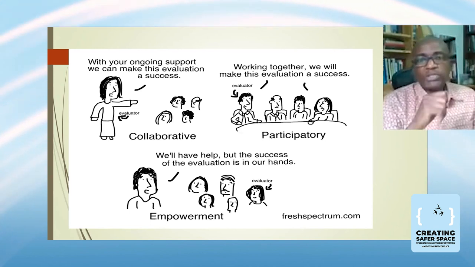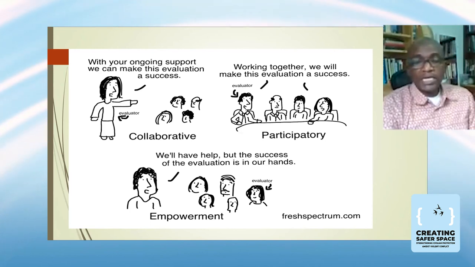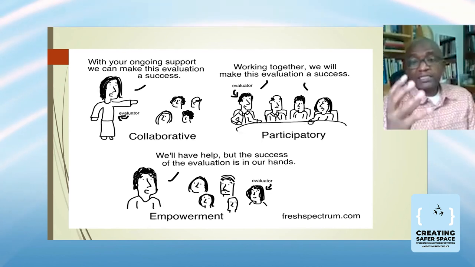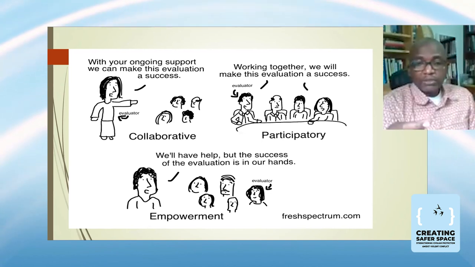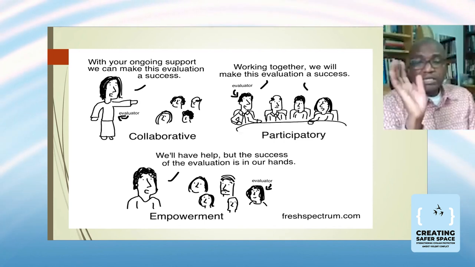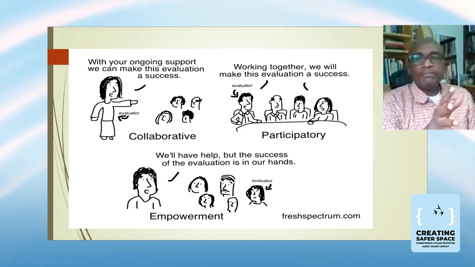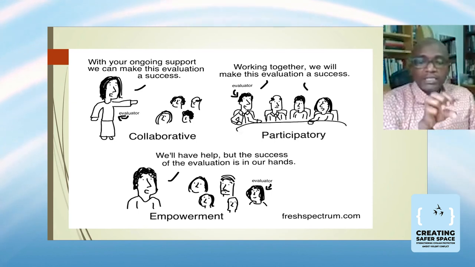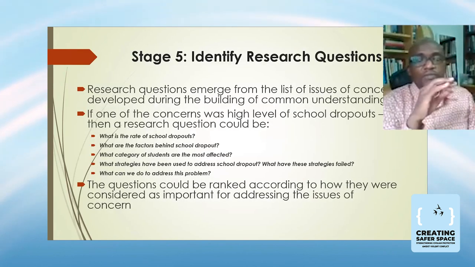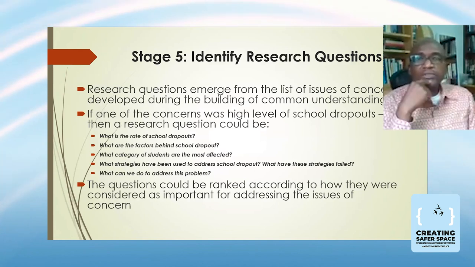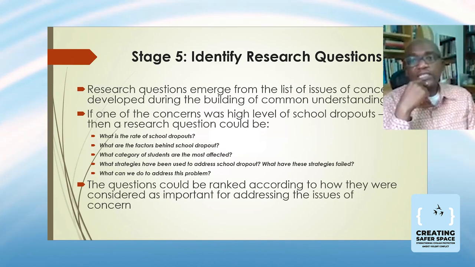Taking full responsibility for the change that we want, even when there is a catalyst. The catalyst can be Strathmore University, to move towards that particular change that we want. But the catalyst disappears with time, and the community takes up the key issues of concern for them. The last stage I'd like to mention here is identifying the research questions.